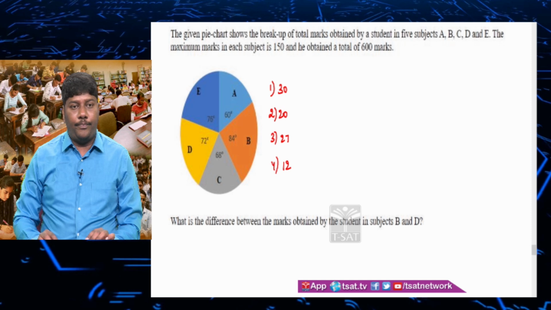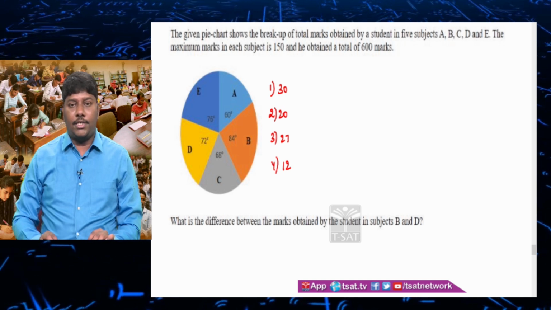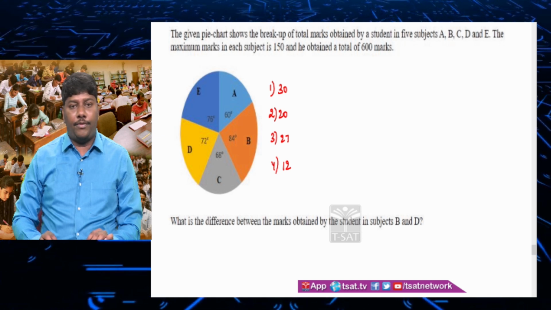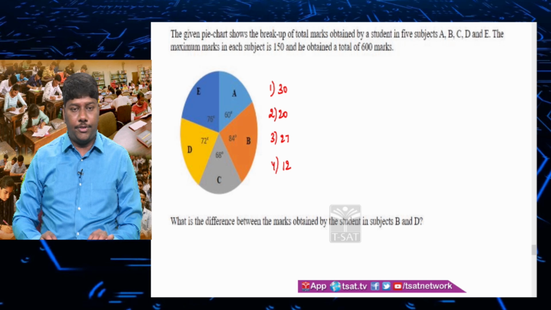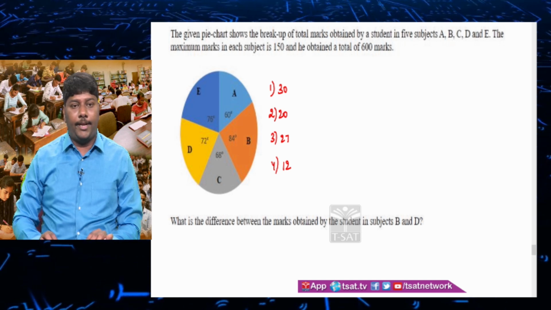Now look at this graph. The given pie chart shows the breakup of the marks obtained by a student in 5 subjects A, B, C, D, E. The maximum marks in each subject is 150. He obtained a total of 600 marks. What is the difference between the marks obtained by the student in subjects B and D?